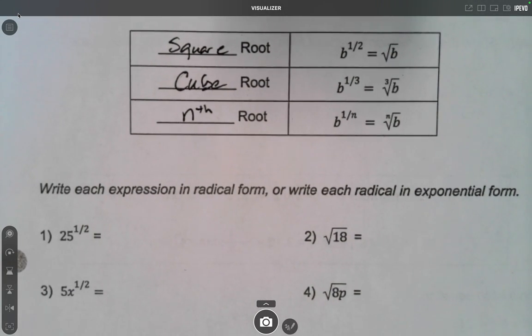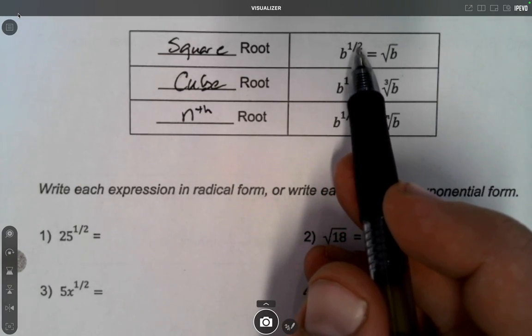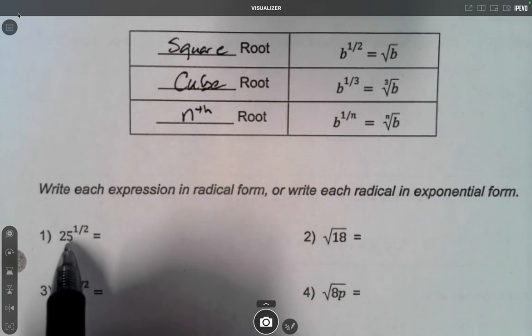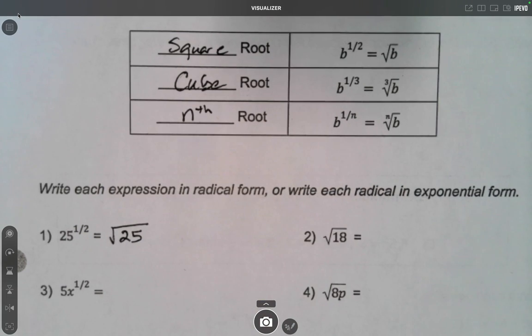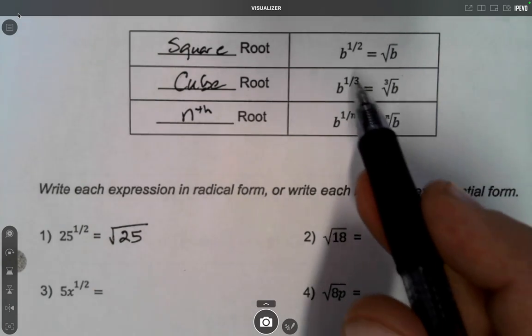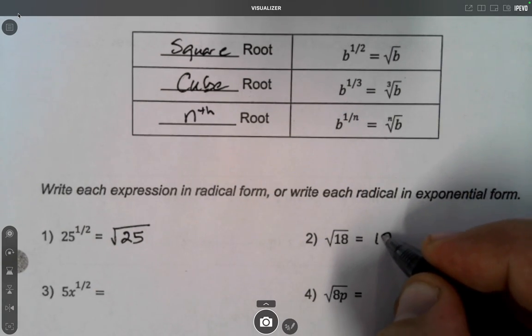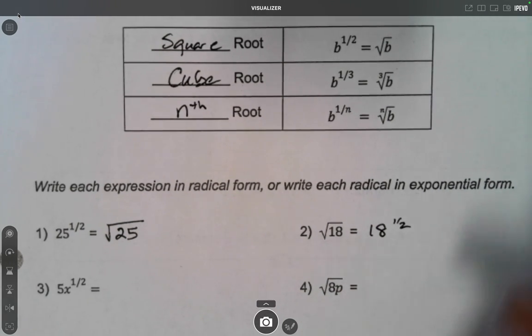So on this first set of questions, we're not computing or evaluating anything. We are only trying to rewrite them in a different form. As we see right up here, an exponent of 1/2 is the same thing as the square root. So 25 to the 1/2 is the same thing as the square root of 25. And we can take it both directions. A square root is the same thing as an exponent of 1/2, so we can write 18 to the 1/2 power. And that's the same as the square root of 18.